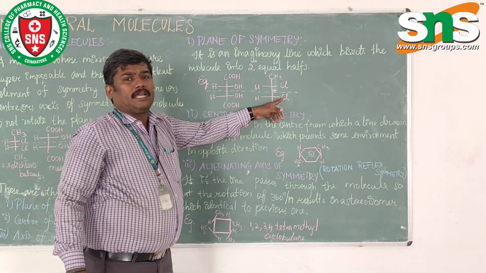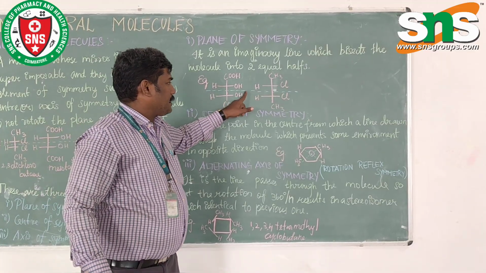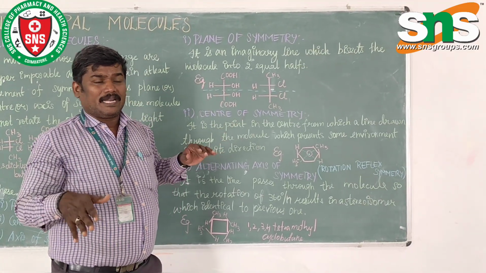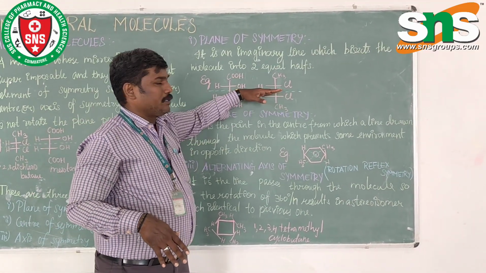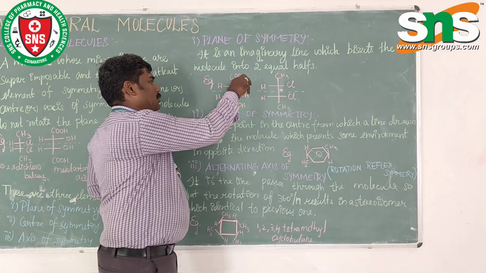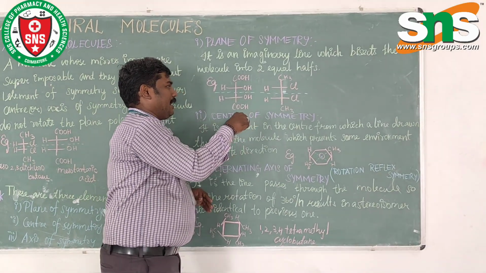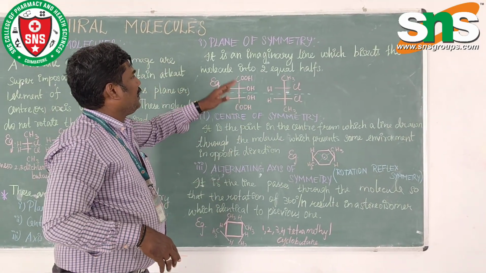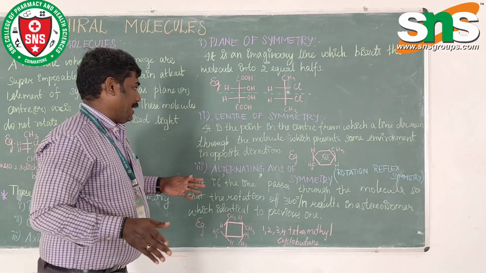Similarly, in 2,3-dichlorobutane, here also there is an imaginary line that bisects the molecule into two equal halves. So here also the same environment is present in the opposite direction. Hence it is optically inactive.